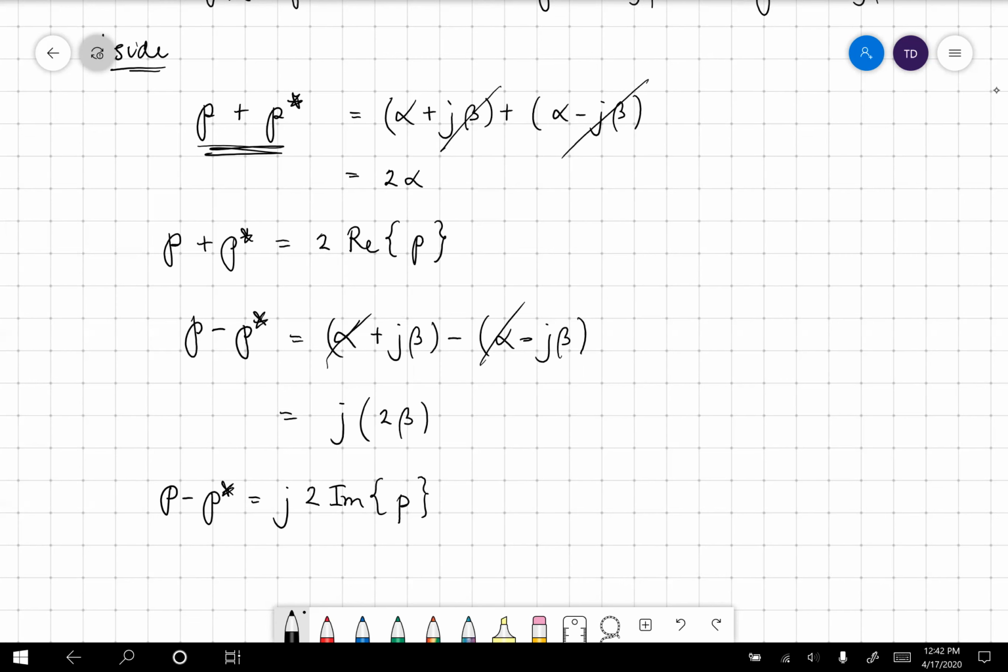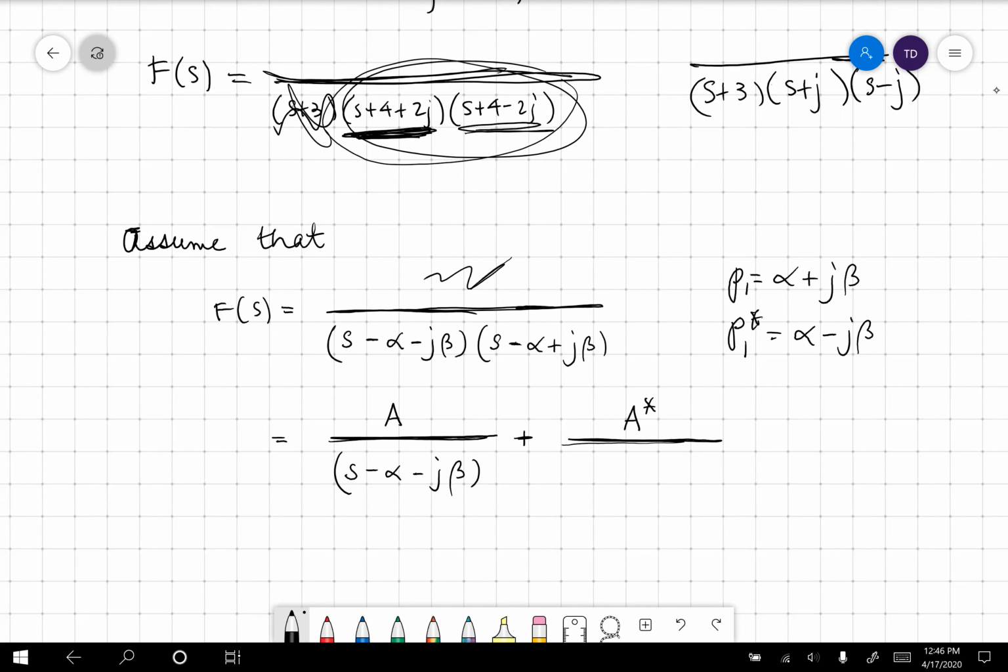So we can expand this. Partial fraction expansion still works. It is A over s minus alpha minus j beta. But here's where we get lucky. I'm not going to do a proof for you, but when we have complex conjugate roots in the denominator, the numerators will be complex conjugate constants.